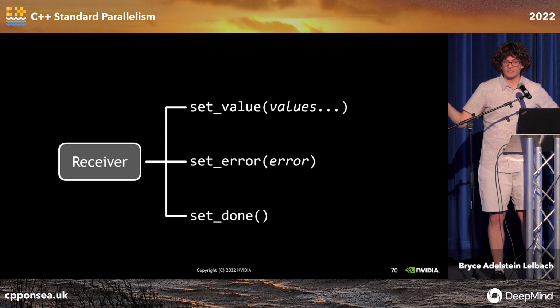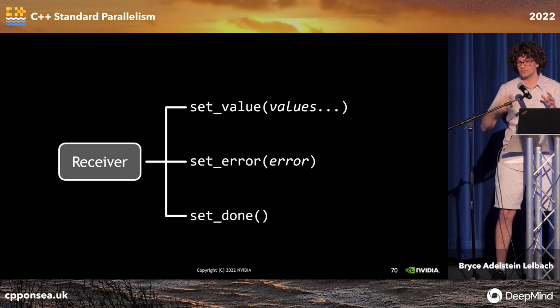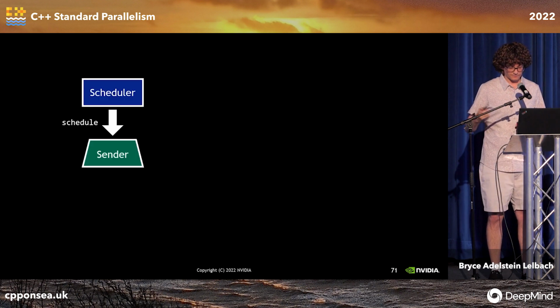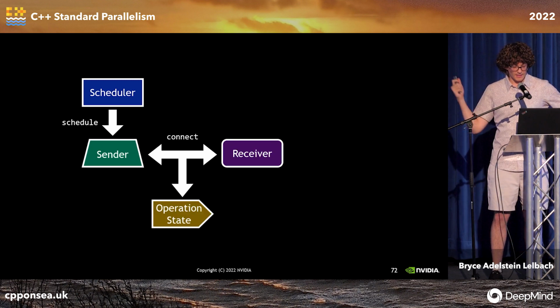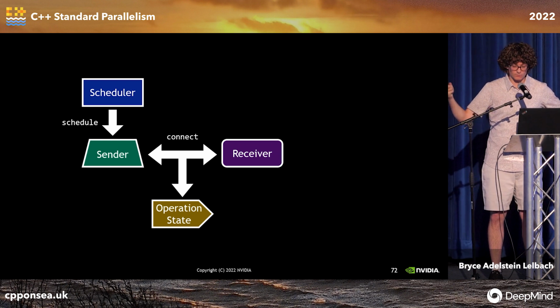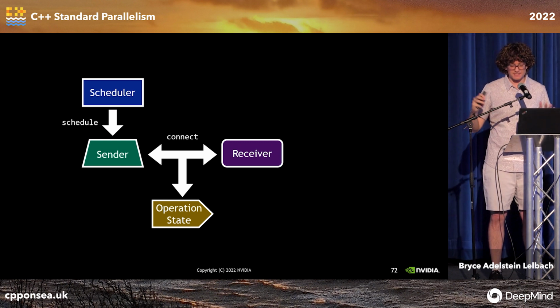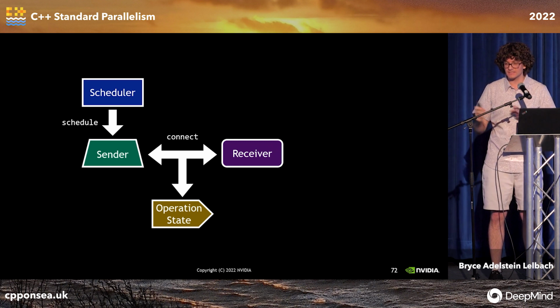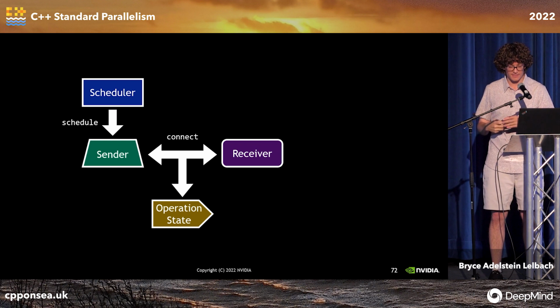So now let's take a look at how we actually hook up senders to receivers. So let's start with a scheduler here, which is going to produce some initial sender that we're going to work with. And so then we're going to have a receiver that's going to be attached to this sender, and we do this with connect. This is a behind-the-scenes operation that you're not going to normally see if you're just using senders and receivers. You'd only really see it if you're implementing your own senders.